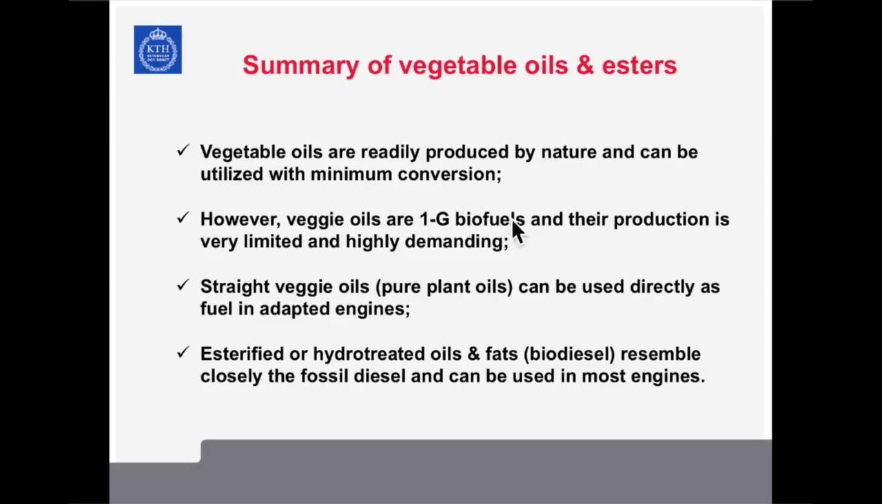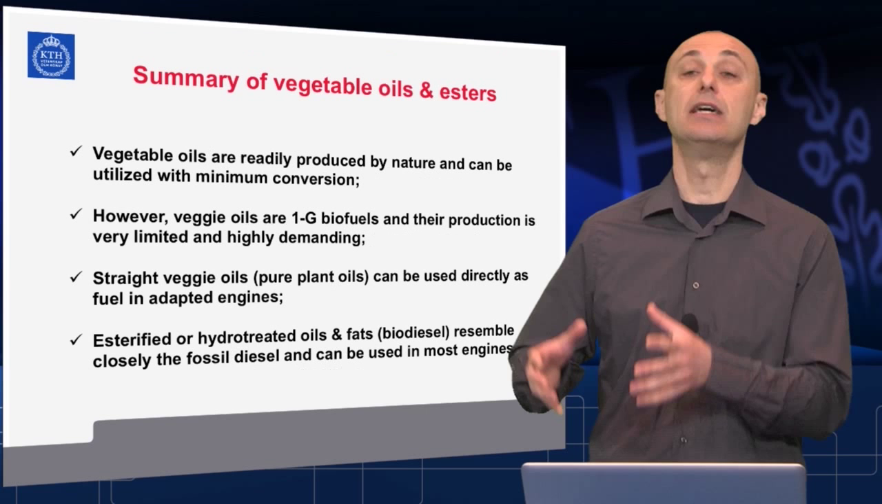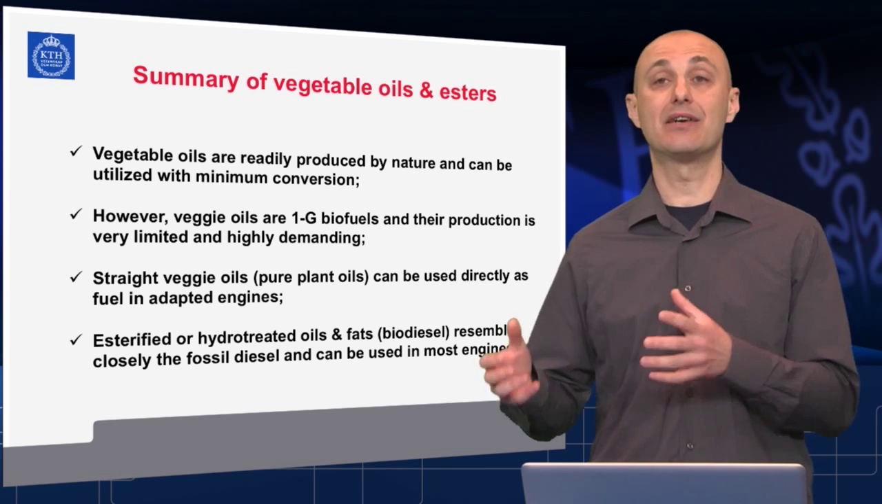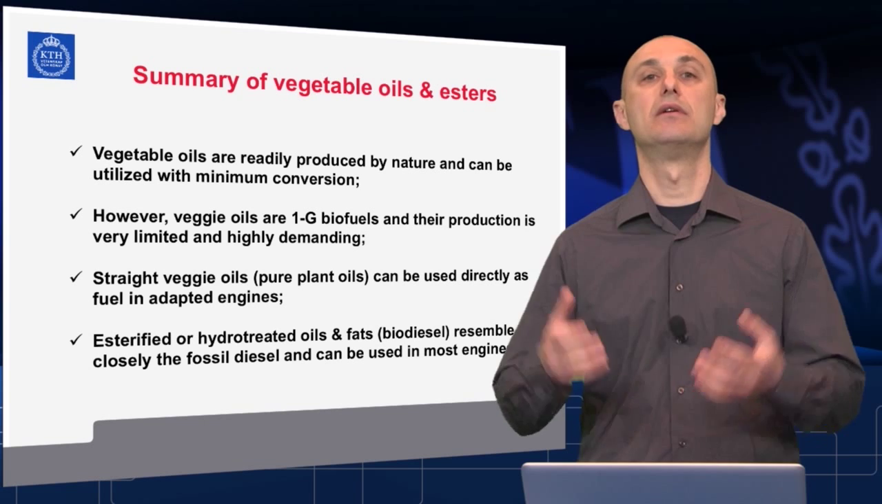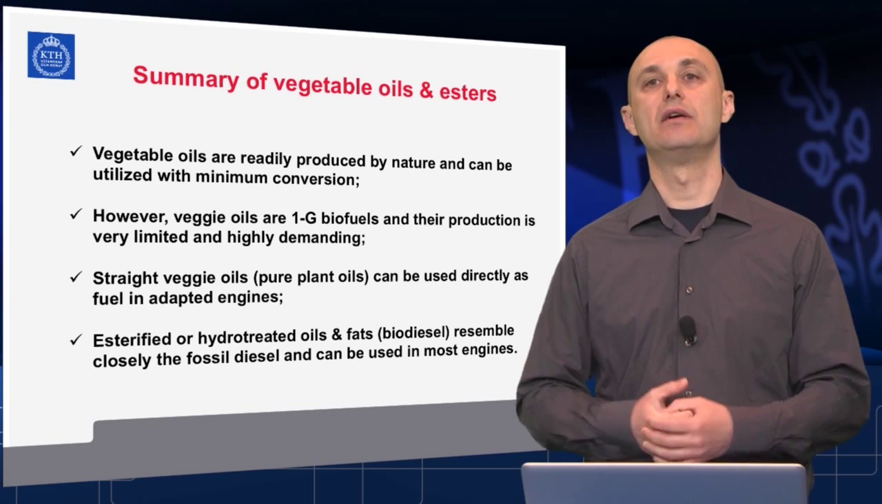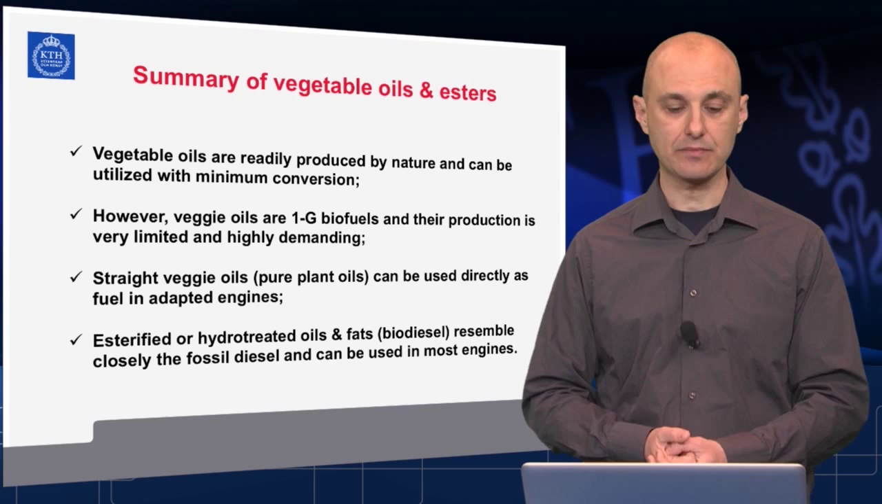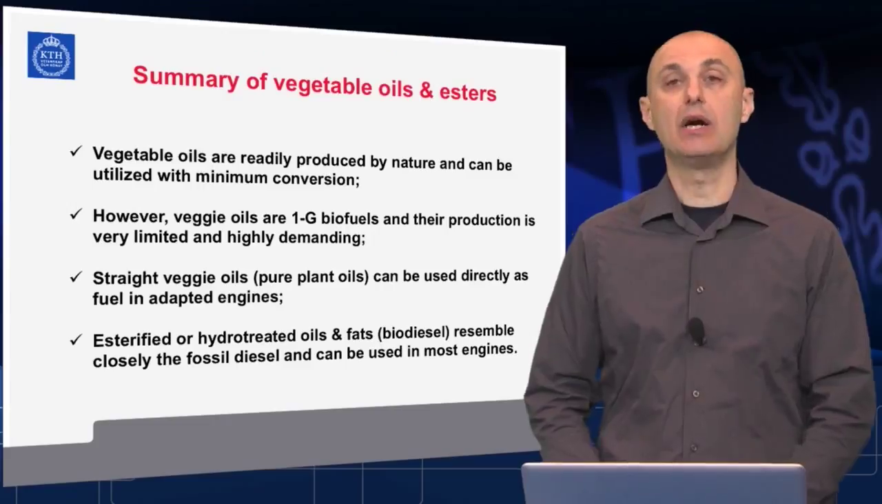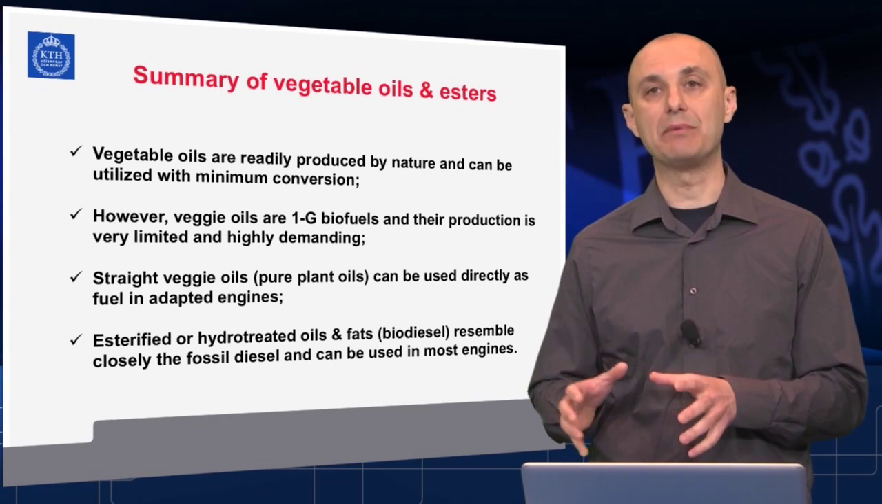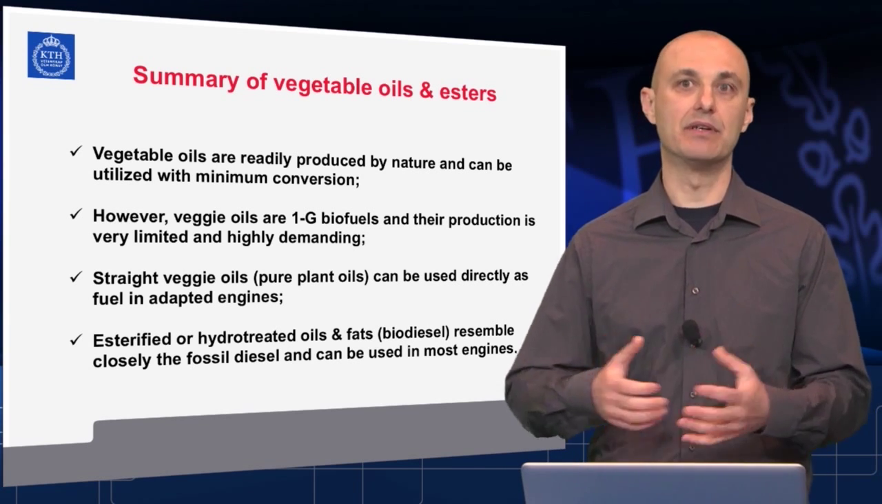Veggie oils, however, are first-generation biofuels. Unfortunately, their production is very much dependent, first of all, on good land, and second, on all the practices that are related to any cash crop production: fertilization, irrigation, high investment of energy, and maintenance of the plant. Straight veggie oils, or pure plant oils, if you want to call them so, can be used directly in engines. However, the engine needs to be converted or adapted to the fuel, and the driver needs to take care of it.